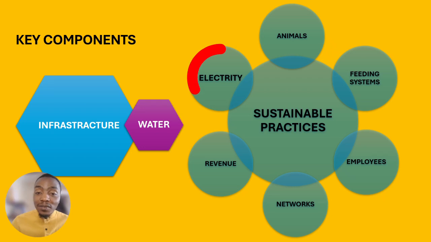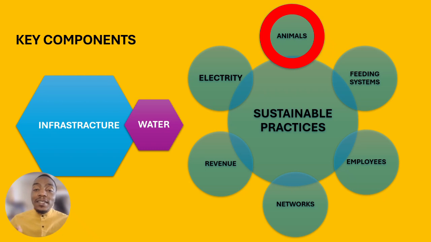Next up we have electricity. Now this component powers the whole system, from the lights to the cold storages to the solar systems and even to the water pumps. Next up we have animals. Now the animals can be considered as the main productive assets, and they include anything from cattle, goats, chickens, or even fish. And basically, they are at the center of the farm's purpose.